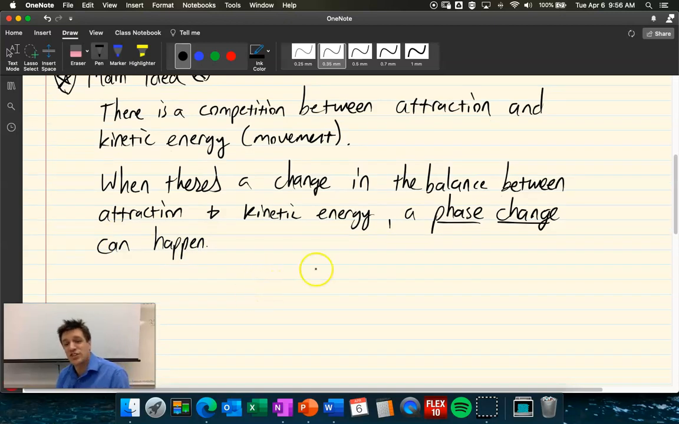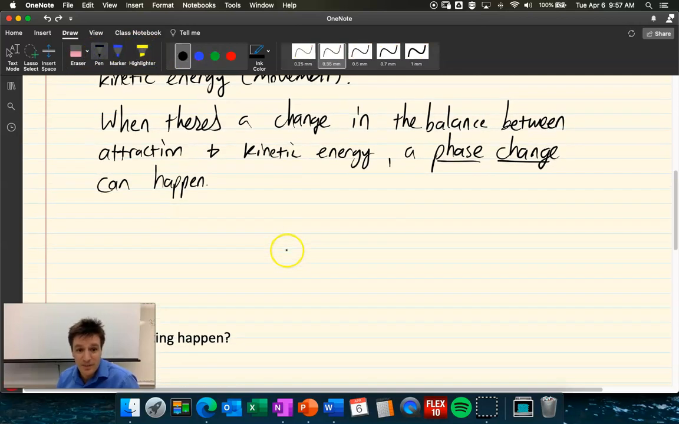So how do we get that change in this balance to happen? Well, the easiest way to do that is to change the temperature, okay? We can't really change the attraction between the particles. I mean, in rare cases, it's possible you can do chemical reactions to actually modify what the chemical is. But in general, particles are going to be attracted to each other a certain amount, and that's it. So we can't really change that. The kinetic energy, though, the movement of the particles, we can change that really easily, okay?